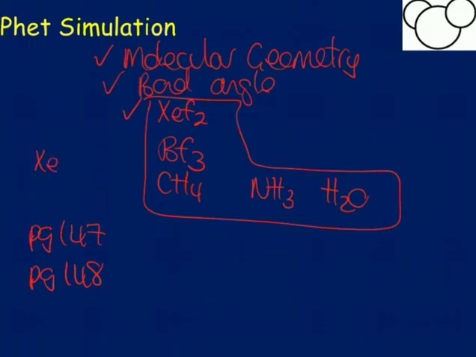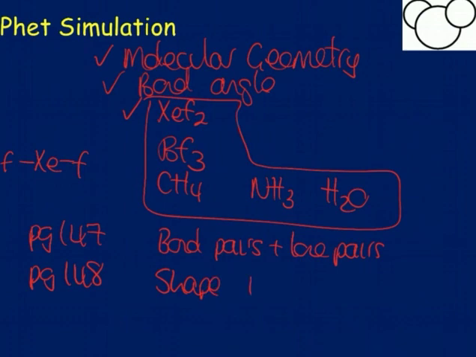So XEF2 should look like this, and you'll do the same for BF3, and you'll do the same for CH4, NH3 and H2O in your diagram, and you will be able to tell me for each of those molecules bond pairs and lone pairs. You will also be able to tell me a shape and a bond angle, and then you're going to come back on to me at 9:40, and we are going to see, can we finish this. See you soon.